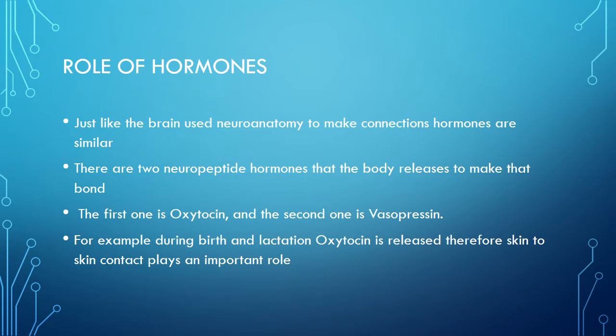Role of hormones. Just like the brain uses neuroanatomy to make connections, hormones are similar. There are two neuropeptide hormones that the body releases to make that bond. The first one is oxytocin and the second is vasopressin. For example, during birth and lactation, oxytocin is released, therefore skin-to-skin contact plays an important role.